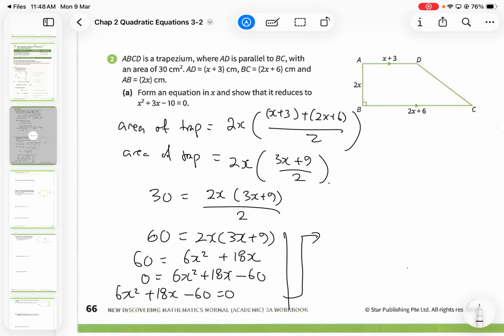All these three terms can all divide by 6. 6x squared divided by 6, x squared. 18x divided by 6, 3x. Minus 60 divided by 6, minus 10. Okay? Then I see, same. Same. So I can write down shown.